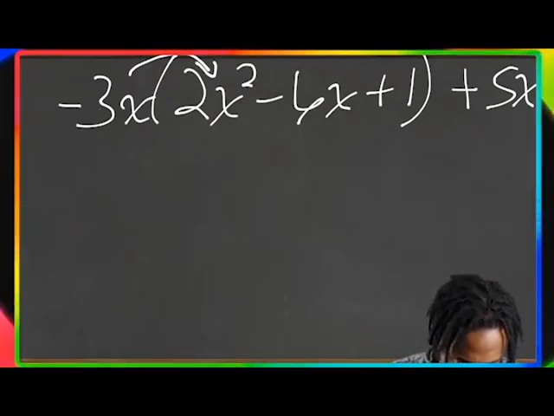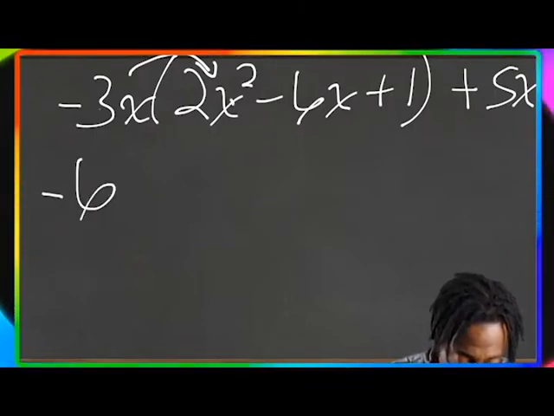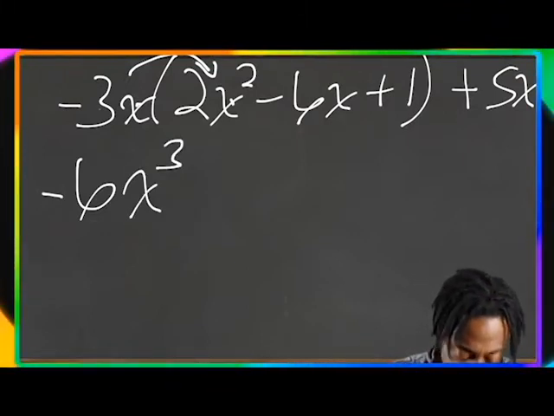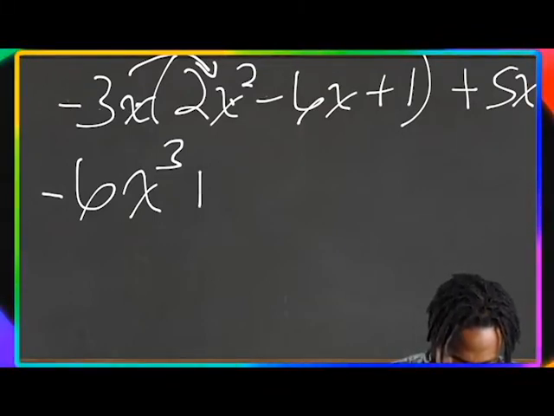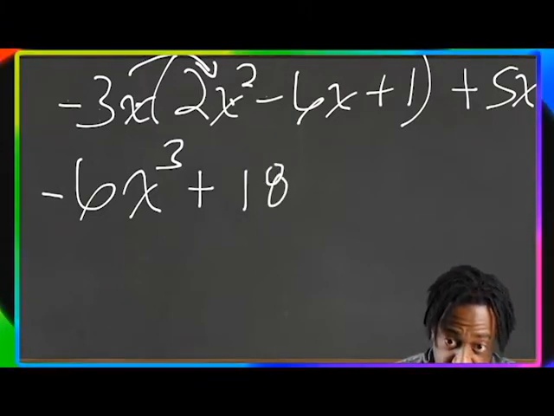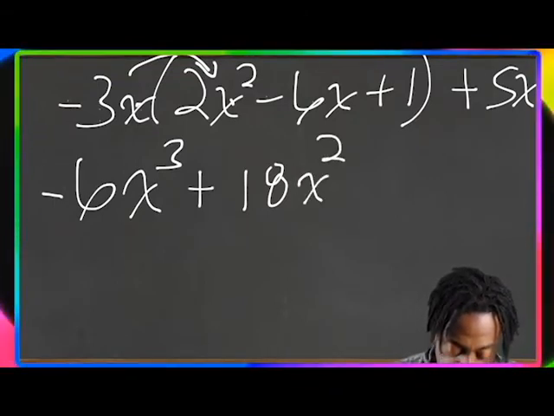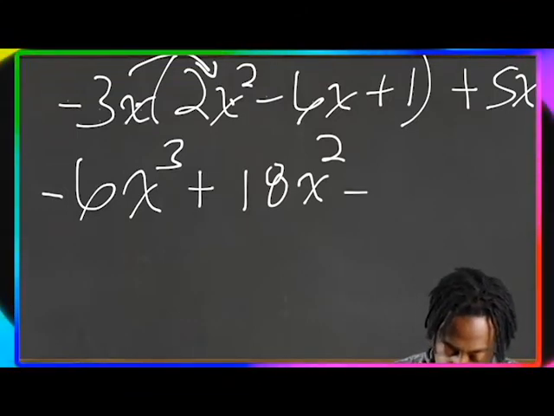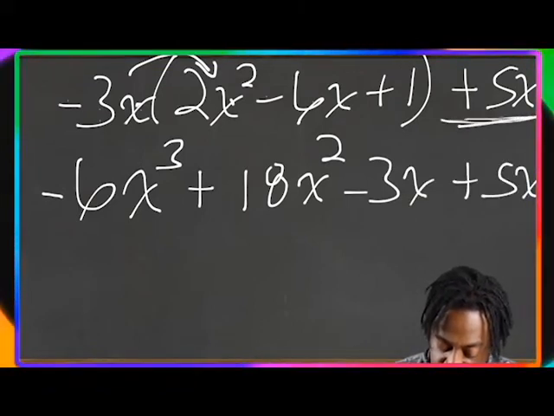Negative 3 times 2 is a negative 6, right? How many x's do you have? You have 2 x's here, you have 1 x here, so that's x to the third. It's 3 x's. So we have a negative times a negative, it gives me a positive. 3 times 6 gives me 18. X times x, that's 2 of them, so that's x squared. And then negative 3x times 1 is just negative 3x. And bring down your plus 5x because this is not in the parentheses.